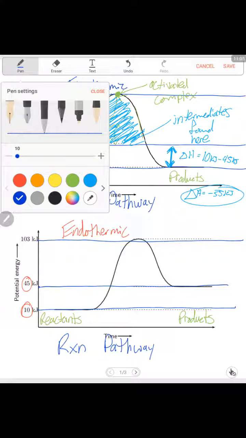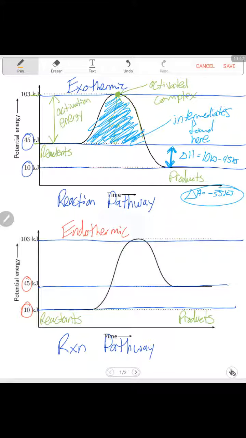If we jump down here to the bottom, now if you have more questions about it, write them down, save them. When I come back tomorrow, we can shore up any details that you may be confused about. But let's go down and take a look at endothermic. I want you to actually pause the video here.